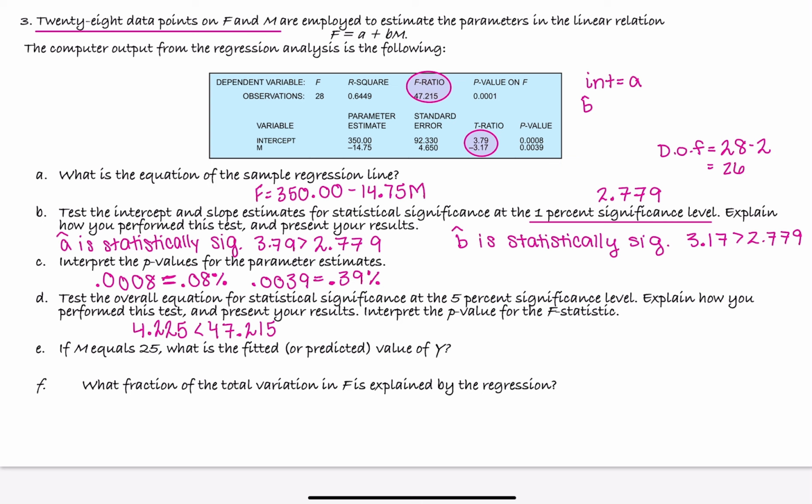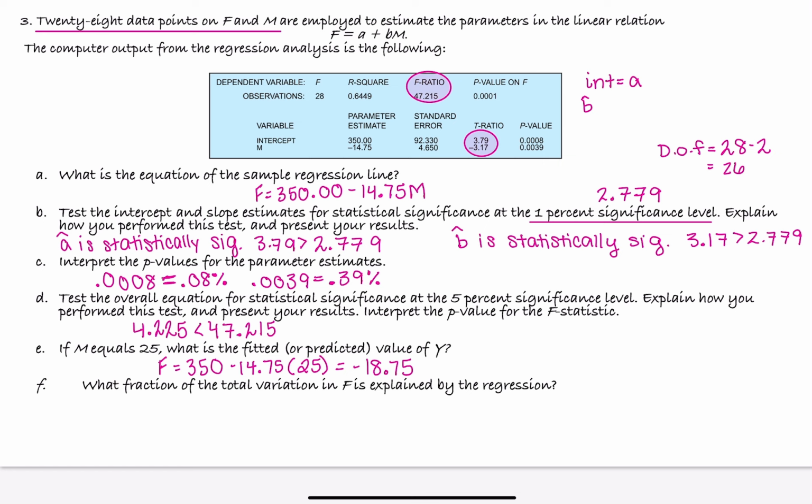If m equals 25, what is the fitted or predicted value? So we're just going to take the answer we have in A and plug in 25. So we have 350 minus 14.75 times 25, which is going to give us negative 18.75.